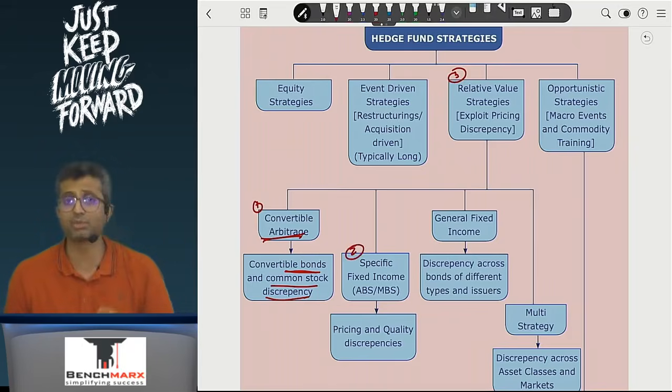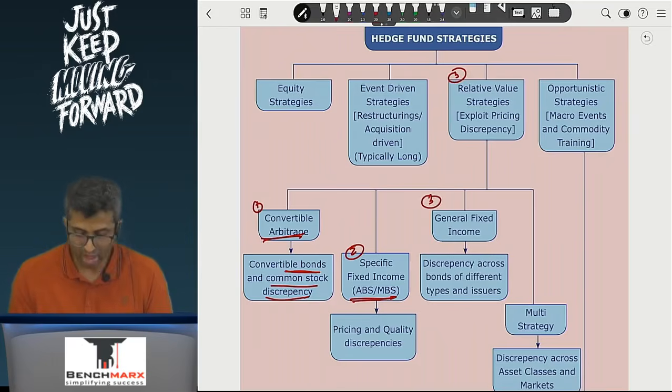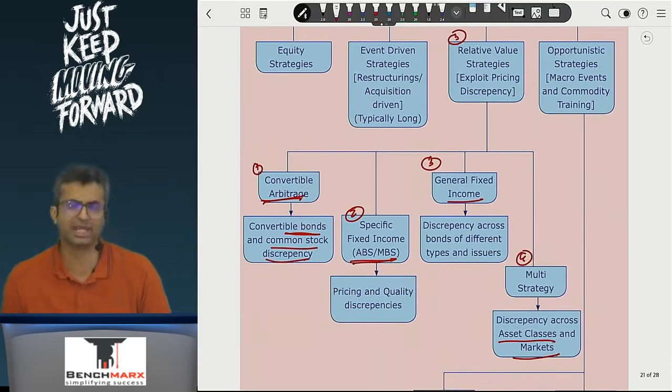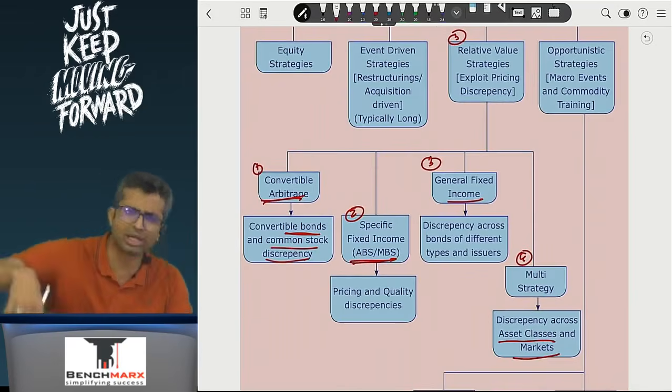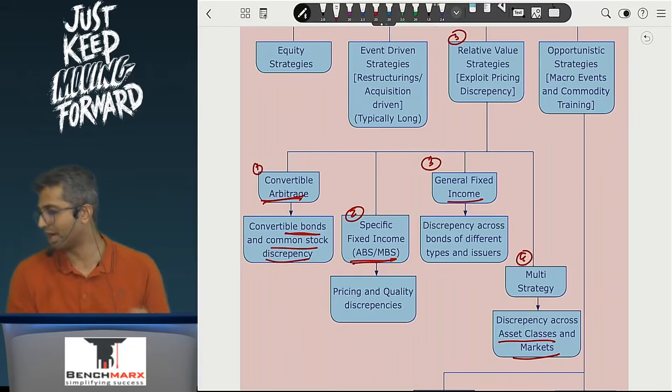Or there can be arbitrage specific to, let us say, asset backed or mortgage backed securities in fixed income, which is a specific fixed income security. Or there can be a general fixed income arbitrage, where you might buy and sell bonds of different issuers or of different quality. Fourth is multi-strategy, where you will look at multiple asset classes and multiple markets, and wherever you identify discrepancies in pricing, you can take a position. So it is more like an arbitrage strategy.